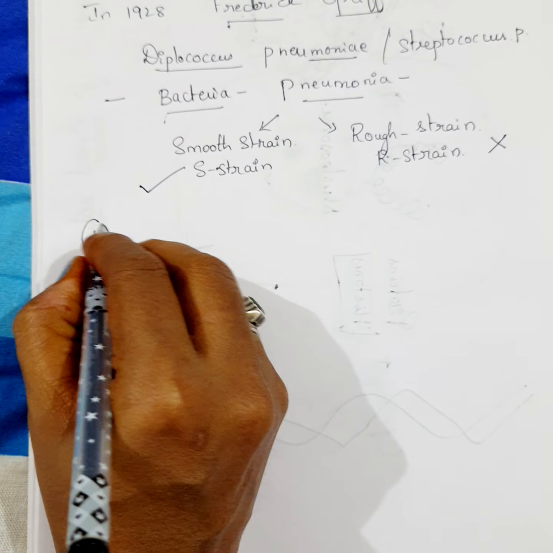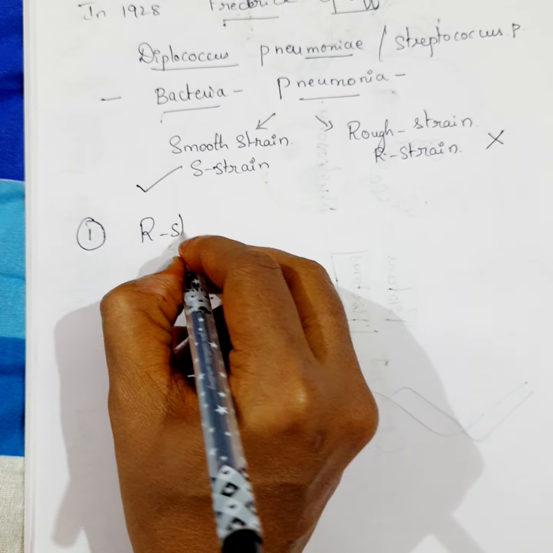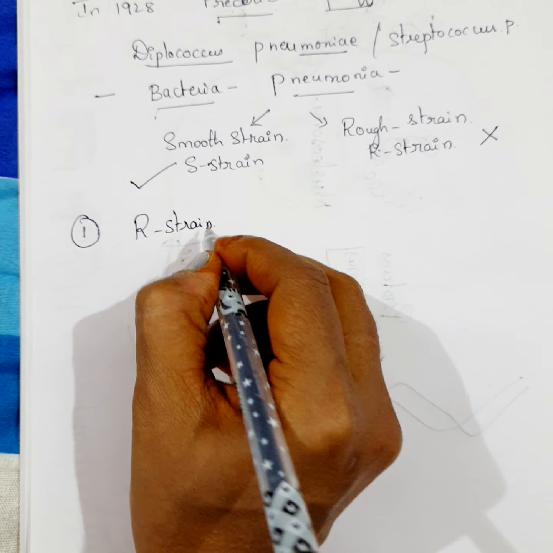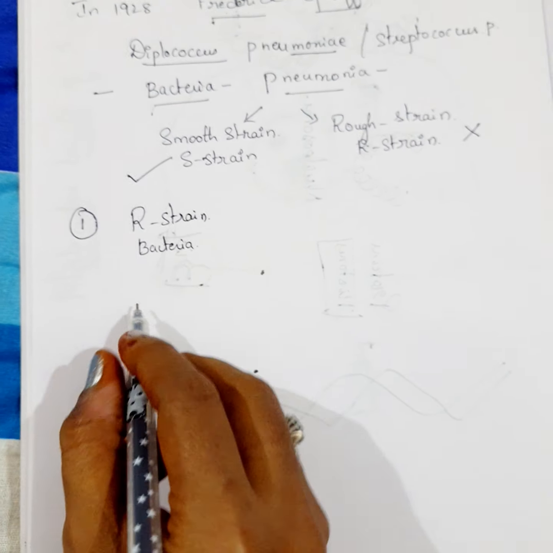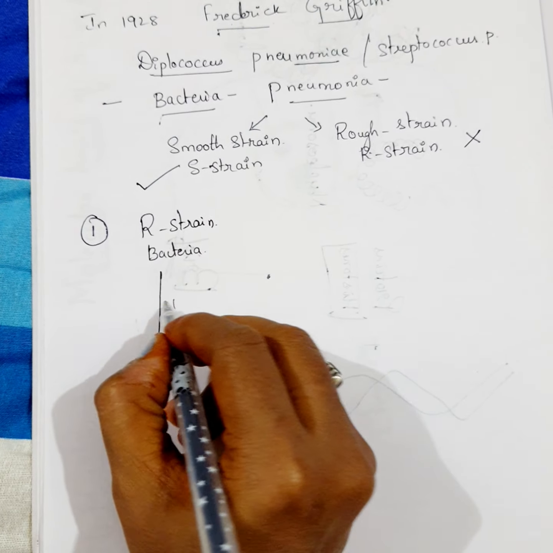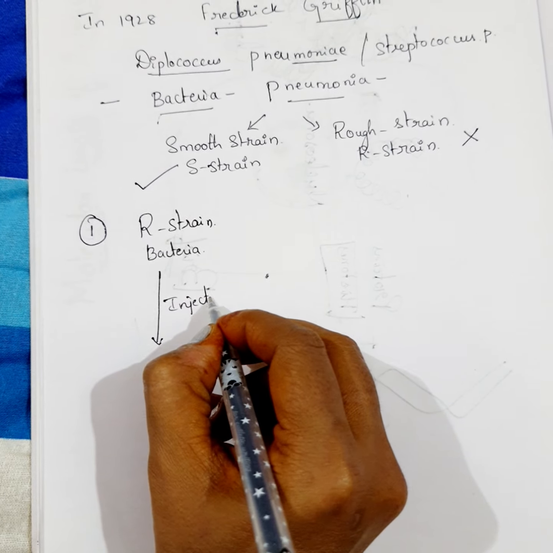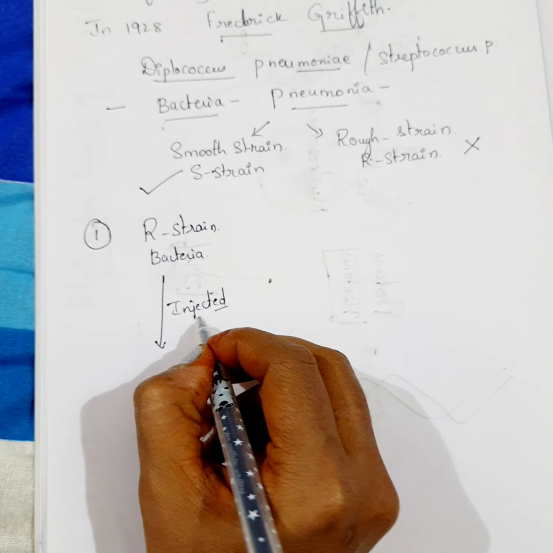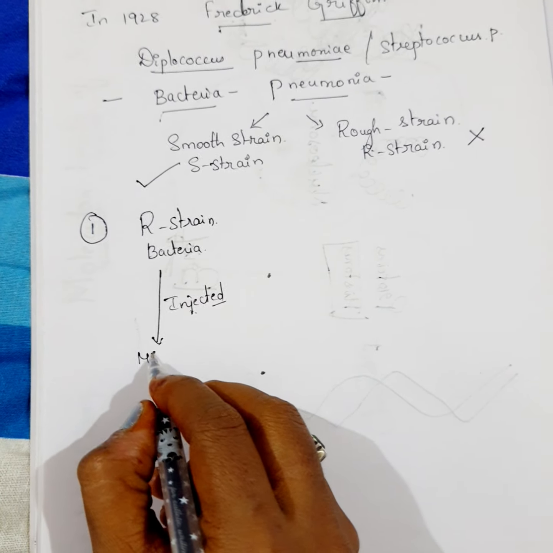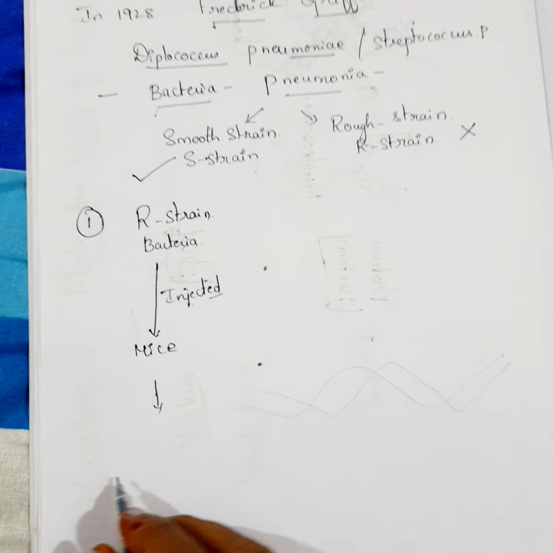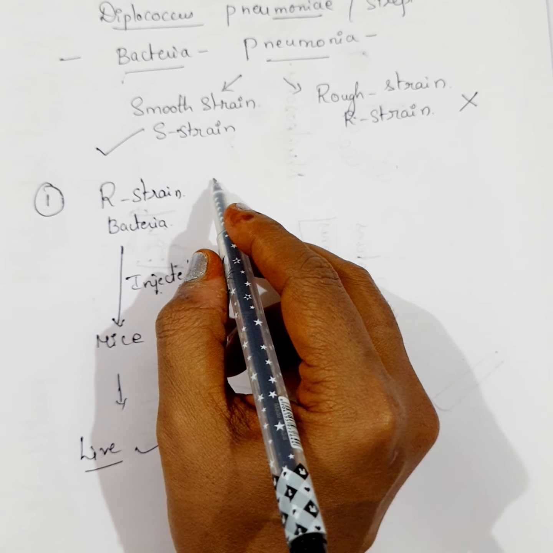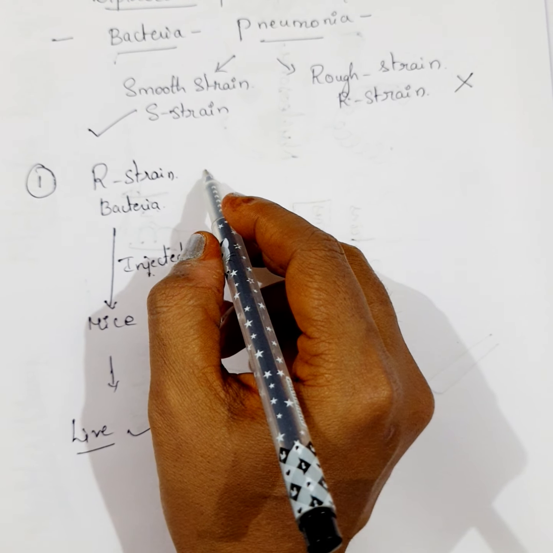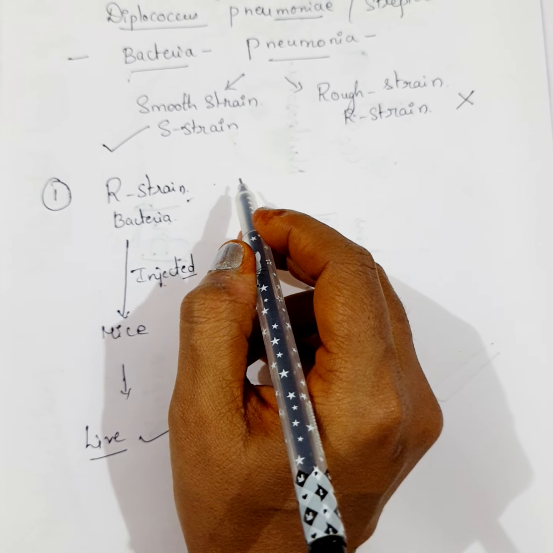In the first attempt, he took the rough strain bacteria, Streptococcus pneumoniae, and injected the rough strain into the mice. Later he found that the mice were alive, and he confirmed that rough strain bacteria do not have the capability of causing the disease. So he confirmed that this will not cause the disease.